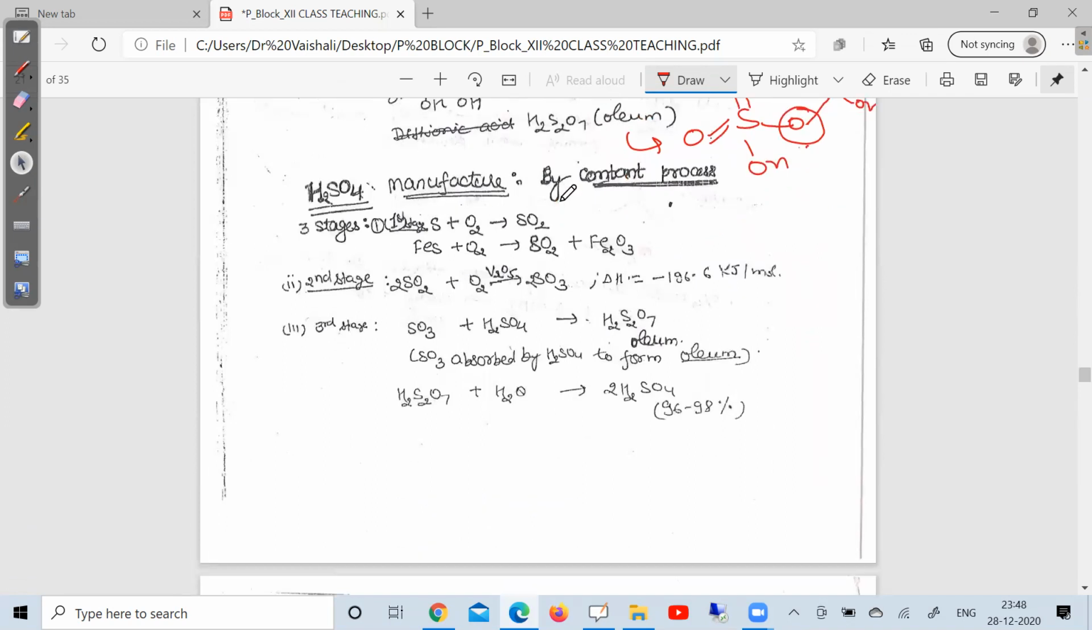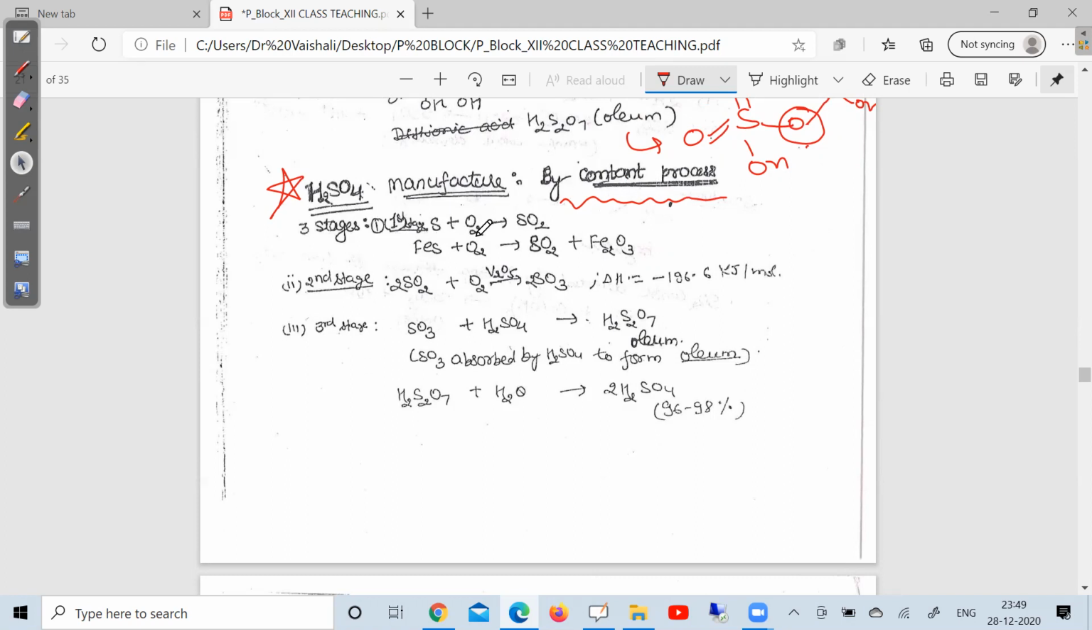Now the question is how sulfuric acid, a very, very important compound of sulfur, is manufactured. Sulfuric acid is manufactured by the contact process. So now the method of preparation of sulfuric acid. What is the contact process? By the contact process we can prepare sulfuric acid. So sulfuric acid is prepared by this method in 4 steps.